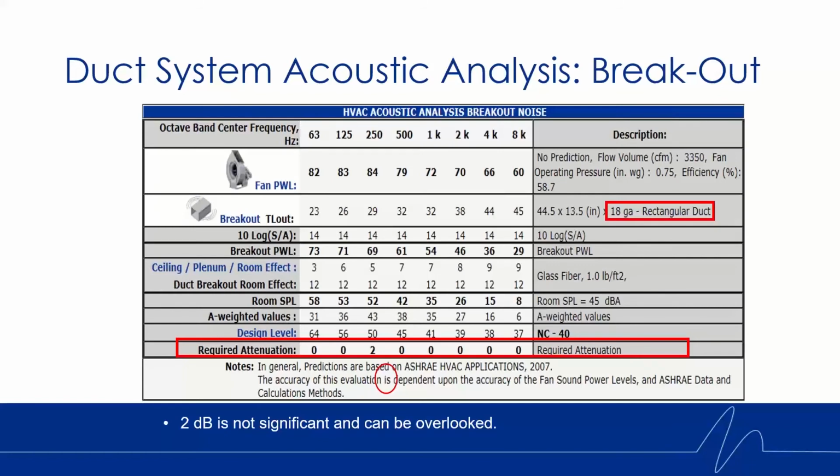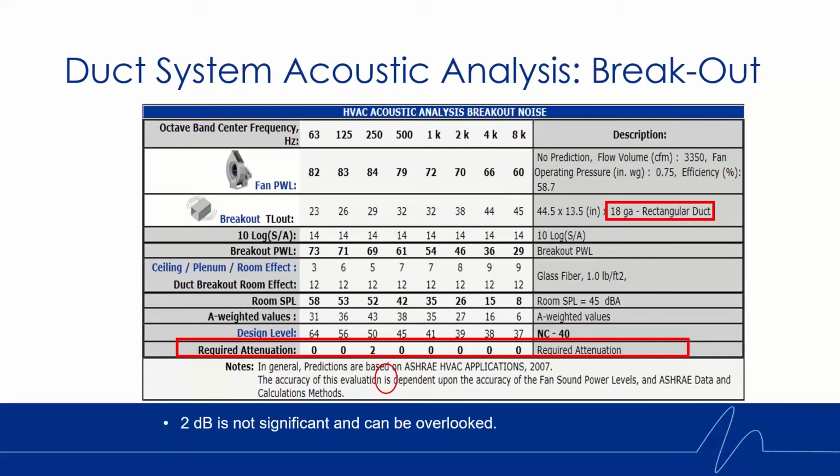So here we have the analysis. Again, we have the sound power levels. The next line down, you can see this is the amount of sound energy that's lost through the casing of the duct. The next couple lines down, this is just completing the equation utilizing the surface area and area ratios. And then you can see at the very bottom, that's required attenuation. We need 2 dBs in the 250 Hertz band to meet the NC40 in the corridor.